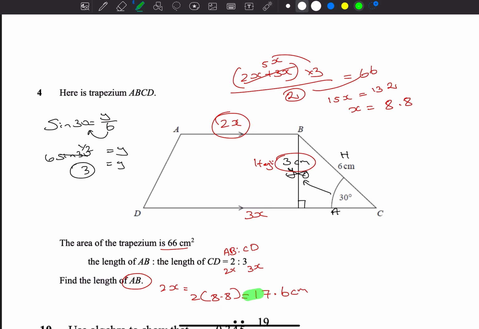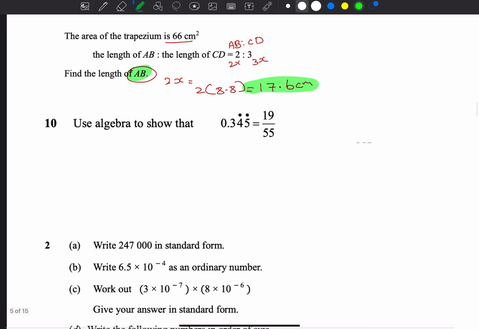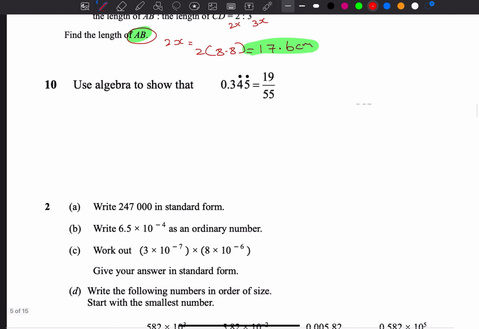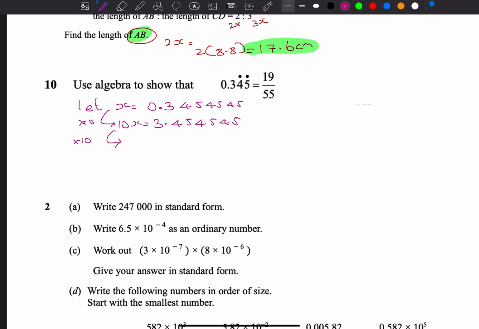Okay, they might not always need the x. Always read. Next one. Simple enough. Let x equal 0.3, with 4 and 5 recurring: 4, 5, 4, 5, 4, 5. You times it by 10, so that's 10x, and that will move that single decimal point. So it's 3.454545. Then, in order to move the decimals out, you times it by 100. 10x times 100 is 1000x. You move 2 decimal places.